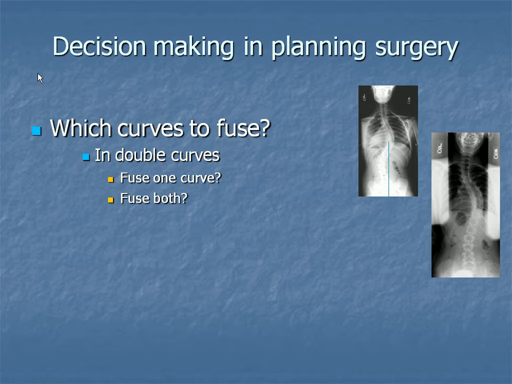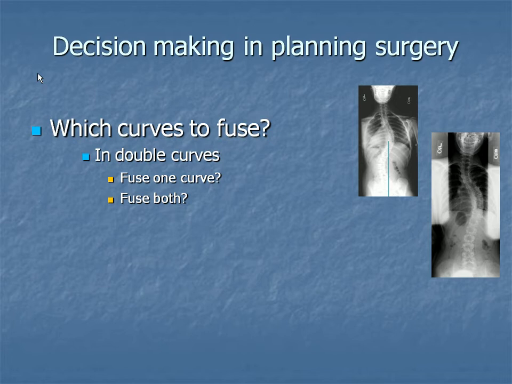But I put up the X-rays and decide now, is it going to be a one curve fusion or a two curve fusion? The X-ray on the left is right thoracic, left lumbar. Am I going to do both of them, or am I going to do a selective fusion for the right thoracic? The X-ray on the right is a double thoracic curve. The left shoulder is higher. Am I going to do just the right thoracic or do both of them and take care of the shoulder position? That's the first question.